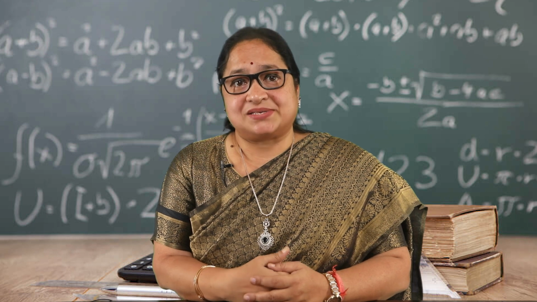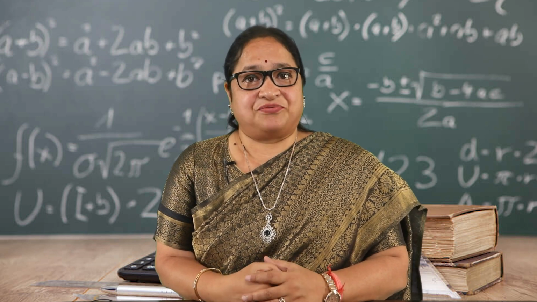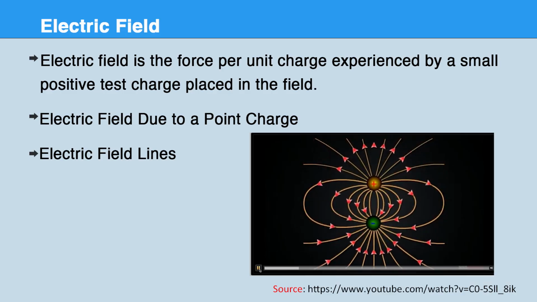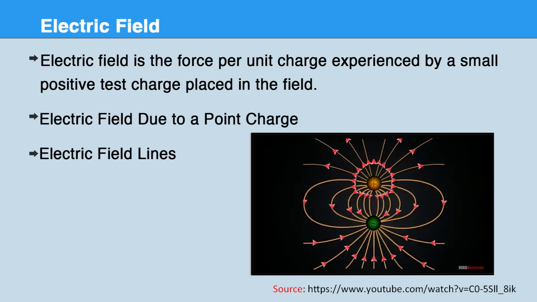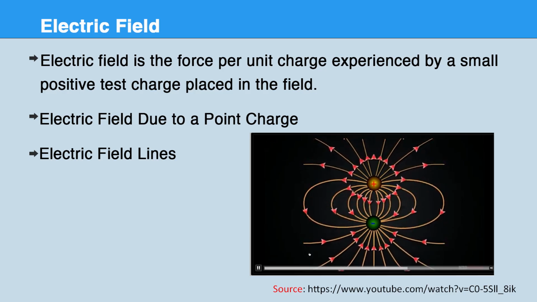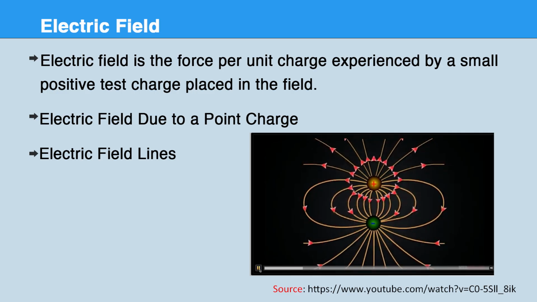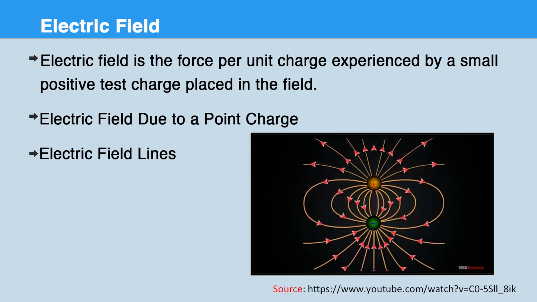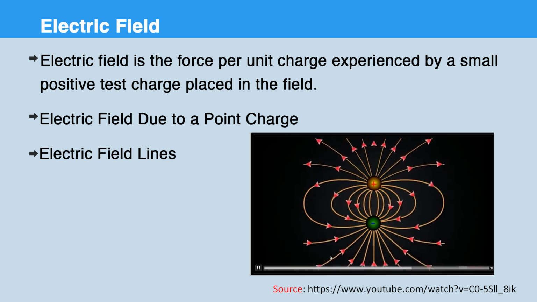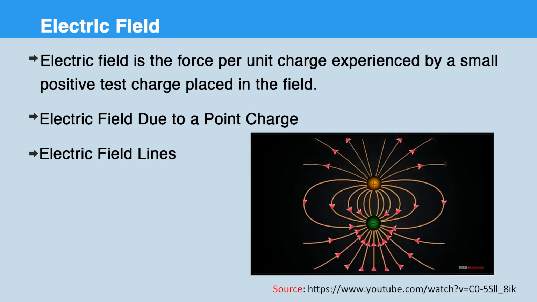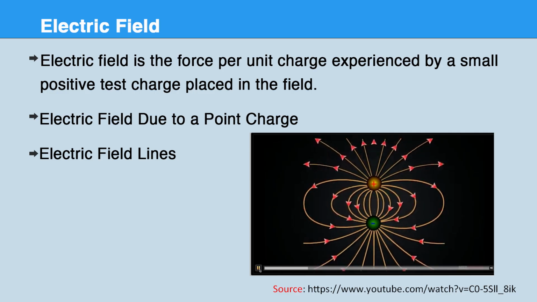Our next topic is electric field. What is electric field? Electric field is a vector field that represents the force per unit charge exerted on a small test charge placed in the field. It provides a way to visualize how charges influence the space around them. The strength and direction of the electric field are given by the equation E = F/Q. What is E? E is the electric field, F is the force and Q is the charge.